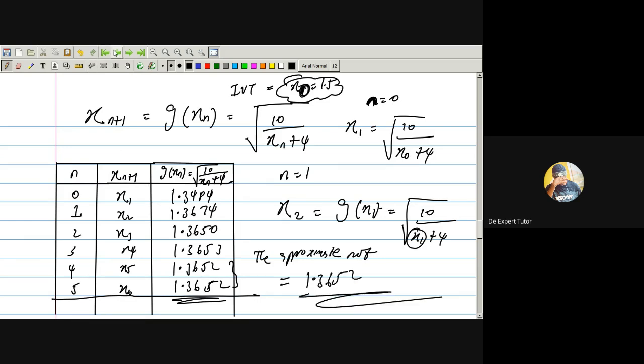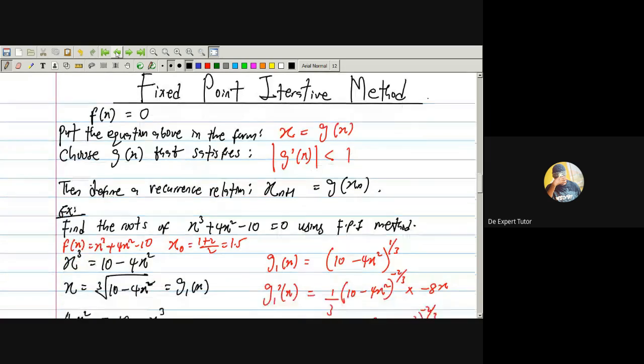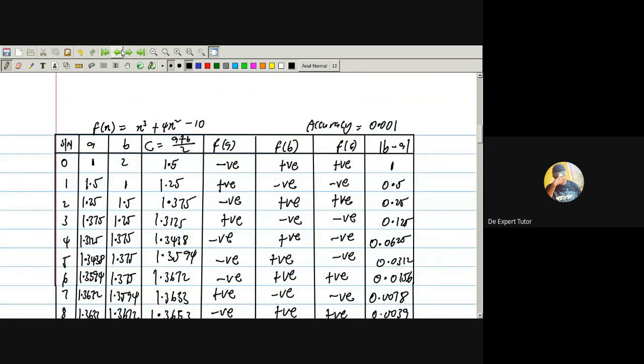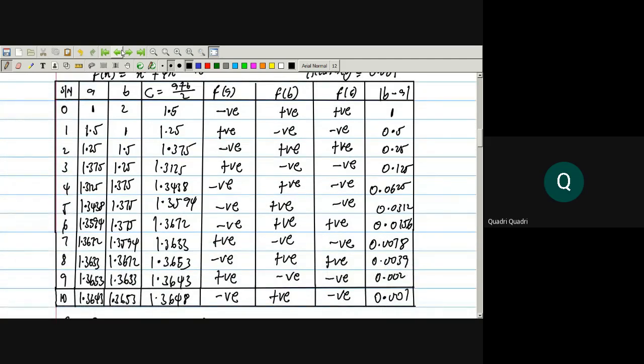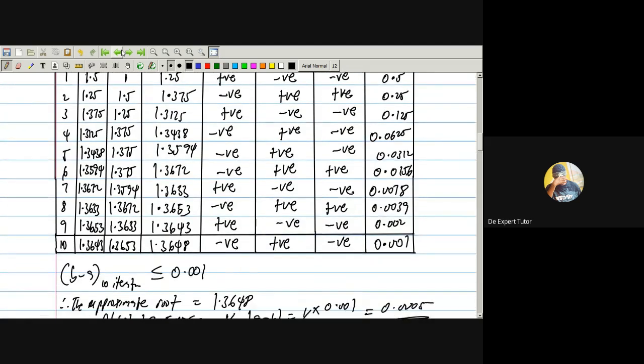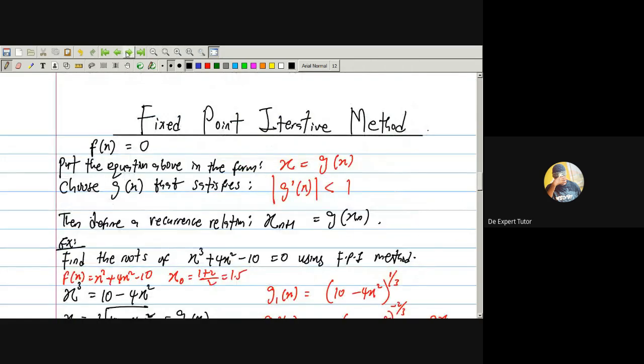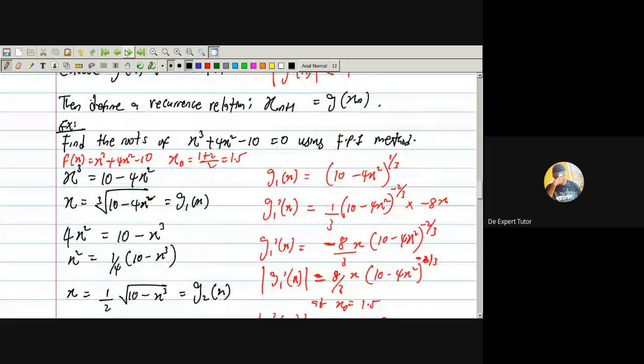When we used the bisection method for this same question, what did we get? 1.3648. Do you see that? Add this error to it, it becomes 1.3649. And you can see that at least the values are agreeing with each other.